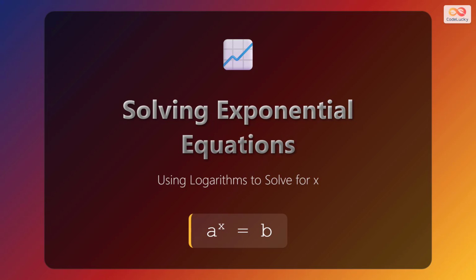Welcome to this algebra tutorial. Today, we are going to learn how to solve exponential equations. Specifically, we will look at problems where you cannot simply match the bases, so we have to use logarithms to solve for x. It is a very powerful technique that works for almost any exponential equation.